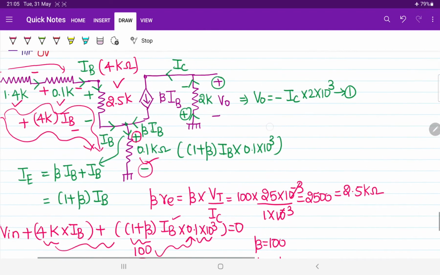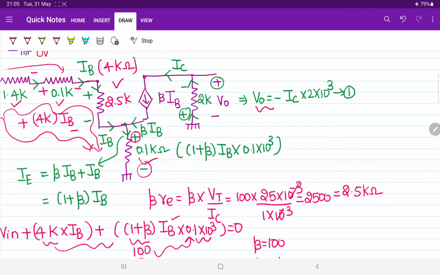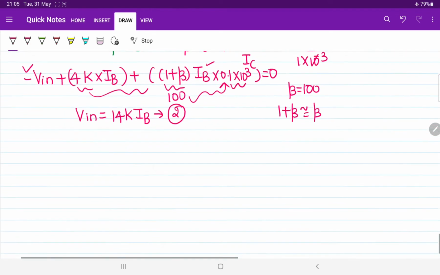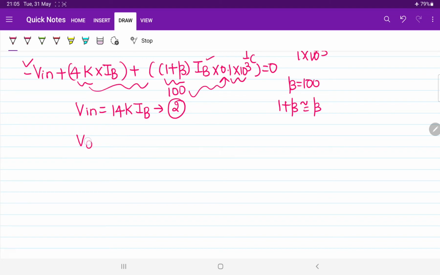What is equation number 1? Output voltage, already we got this. V0 equals minus IC into 2K. Now let us bring the relation between these two. We know Vout is what we got, minus IC into 2K.